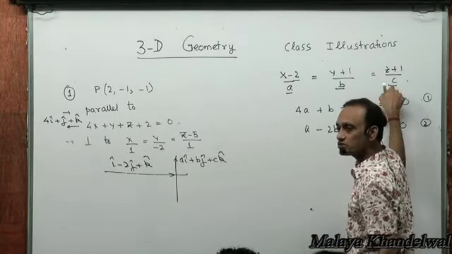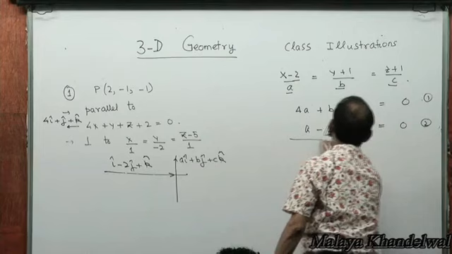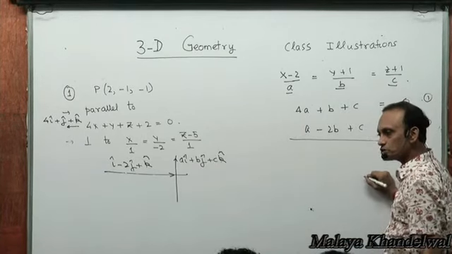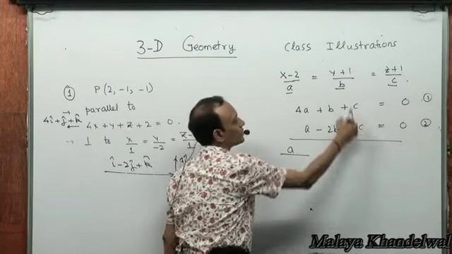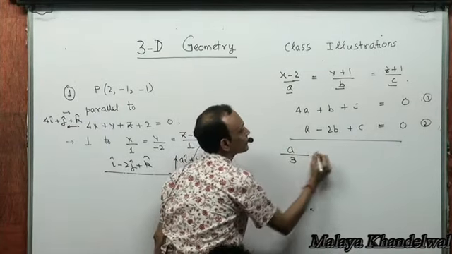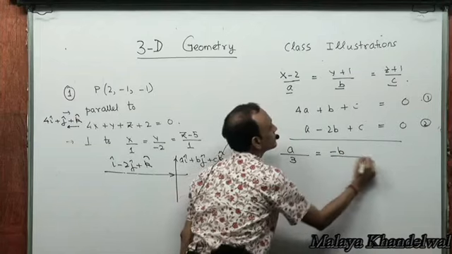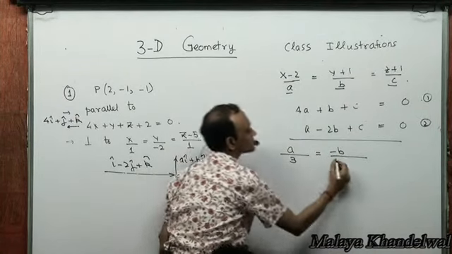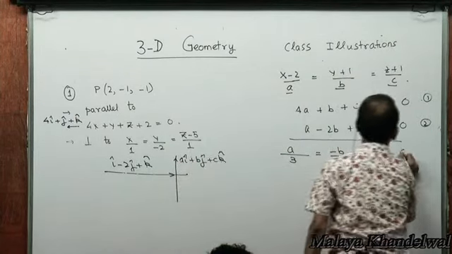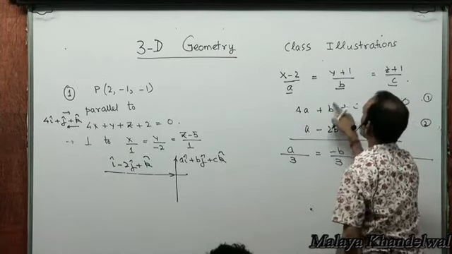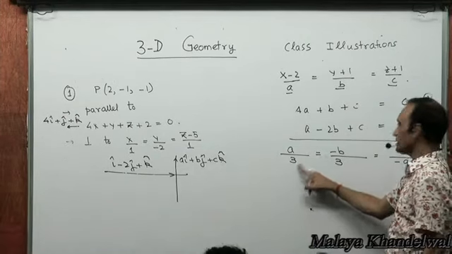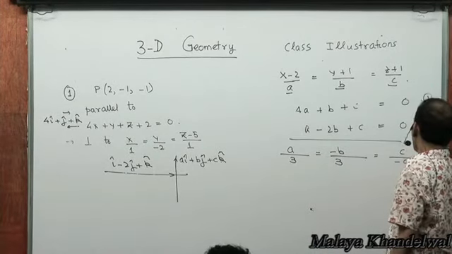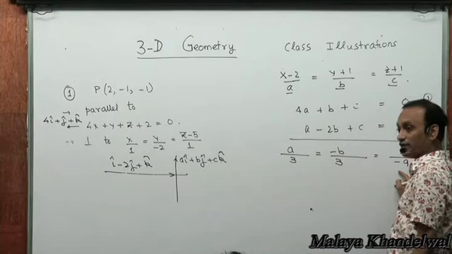A, b, c are direction ratios of the line. Now I can again perform cross multiplication. a divided by (1 plus 2), which is 3, equals minus b divided by (4 minus 1), which is 3, equals c divided by (minus 8 minus 1), which is minus 9. That means I could have selected a as 3, b as minus 3 and c as minus 9.